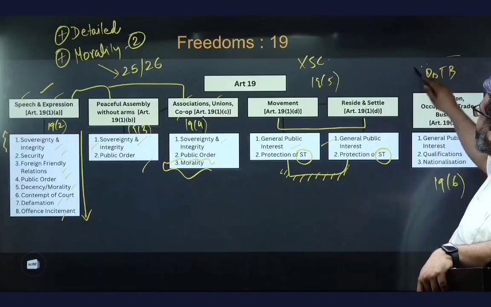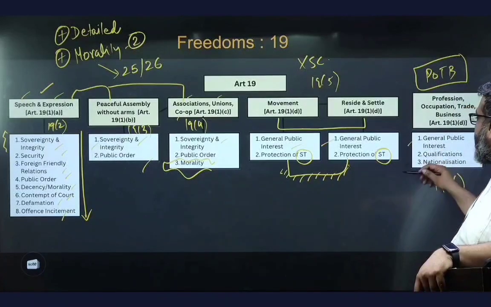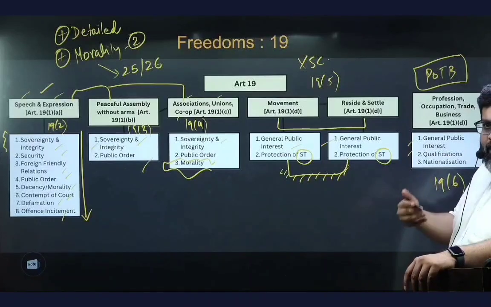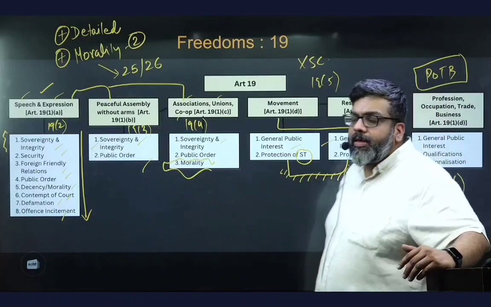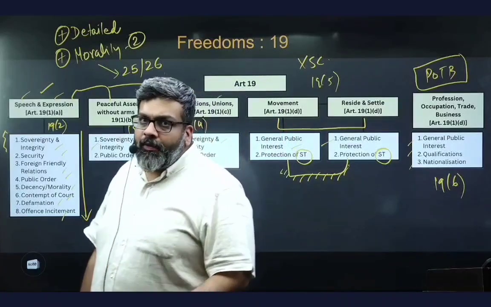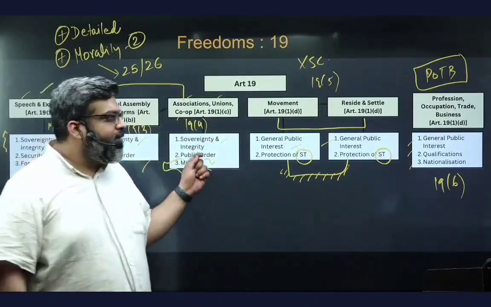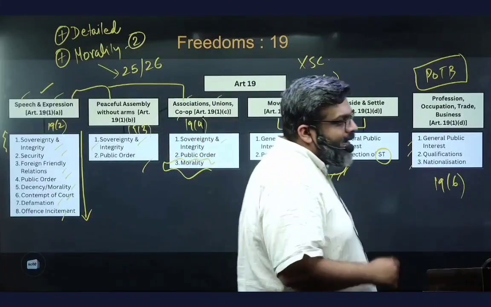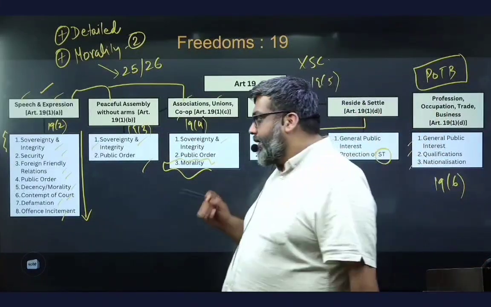And of course, profession, occupation, trade, and business. 1, general public interest. 2, the government can lay down any qualifications for you to do any job. And 3, if the government wants, it can reserve any sector it wants to for its presence only, therefore giving effect to something called nationalization. And that's effectively what is called Article 19.